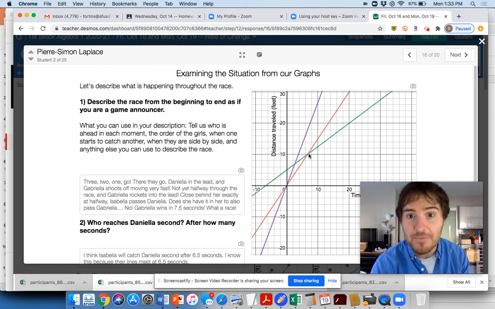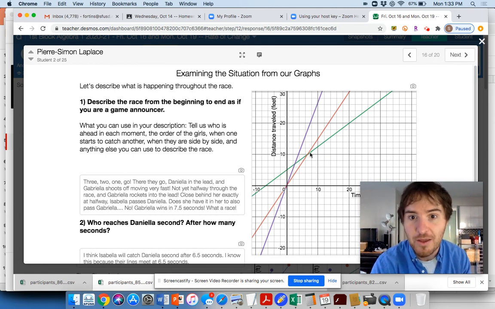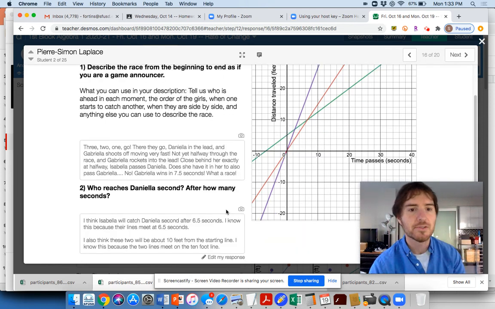But at that time when she passes, it's very close to when Isabella wins the race, because Isabella passes this line at y equals 20. This will be the finish line right here. So she's already done, or just about done, it looks like, when Isabella passes Daniela. So this is really, oh, what a race, so good.